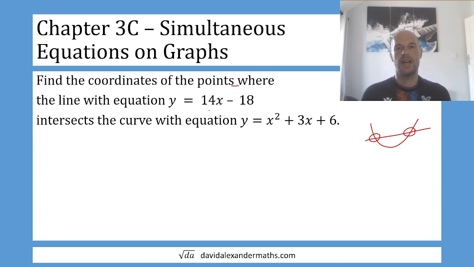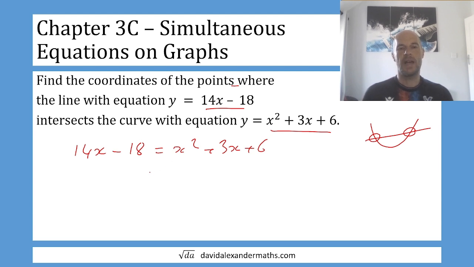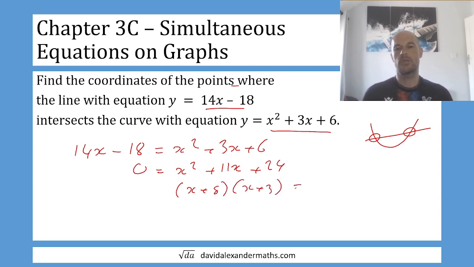So if y equals this and y equals that, then we can make the two things equal each other. So 14x take away 18 equals x squared plus 3x plus 6. I want to make the left hand side equal 0, so I'm going to subtract 14x, so that's going to be plus 11x. I'm going to add 18, plus 24, and that equals 0. So if I factorise, this will be x plus 8, x plus 3 equals 0, and if these factors equal 0, then one solution is x is negative 8 and x is negative 3.